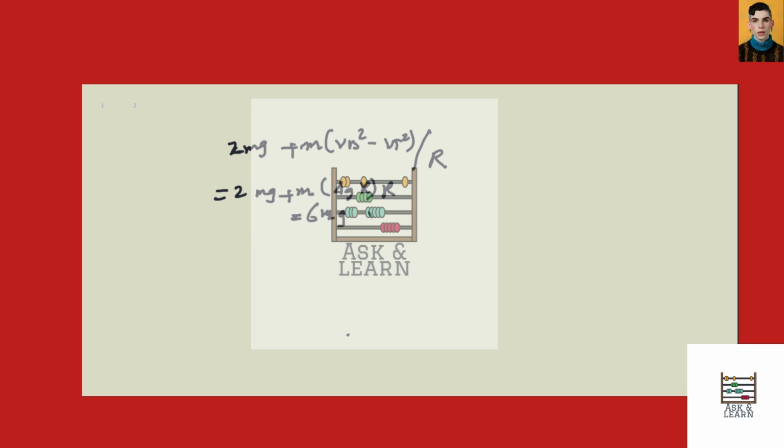Now as you can see, the result you have got does not contain r, and there is no v here. So therefore this answer does not depend on the size of the loop and also on how fast you go on the loop.